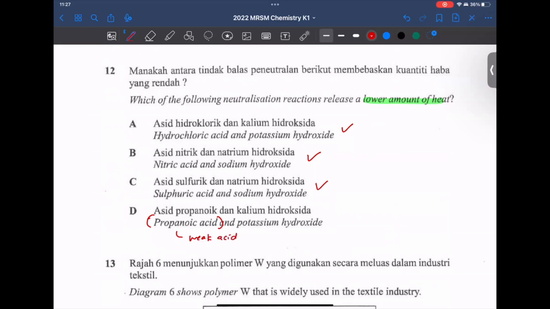So supposedly if you add a weak acid and a strong base, then it should have a lesser amount of heat, because all of them being strong and strong means definitely more heat. But because propanoic acid here is a weak acid, it dissociates only partially. So therefore, there should be a lesser amount of heat being released. Since they're asking for the lesser amount of heat, therefore the answer is D.